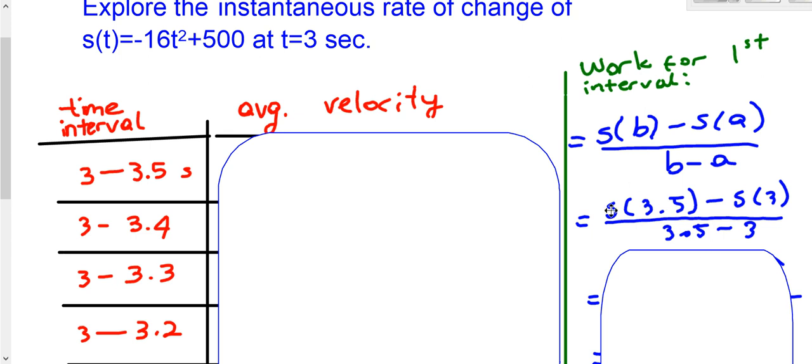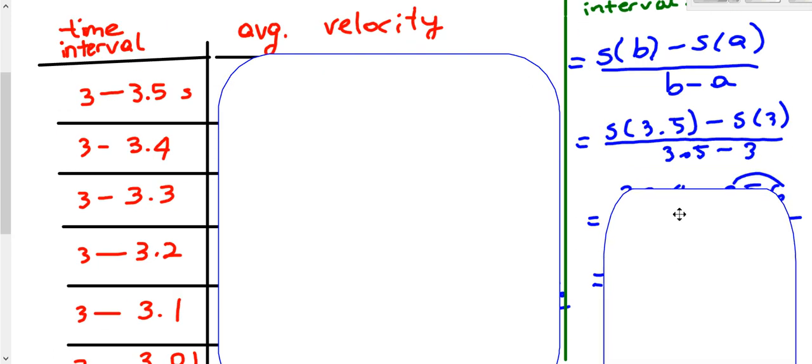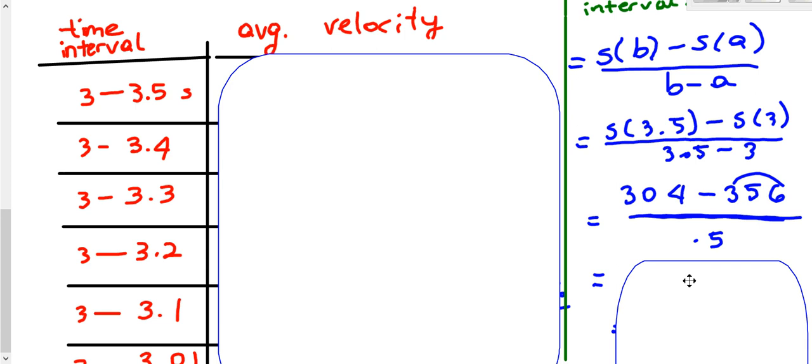The top, to get the distance at 3.5, here you don't have a graph, but you have an equation. Just plug it in here. Okay, so plug 3.5 into that equation. Don't forget there's a little negative in front there. Okay, that's your distance at 3.5 seconds. And then to get this one, plug in 3 in that equation. So if we do that and simplify it, we get the following.